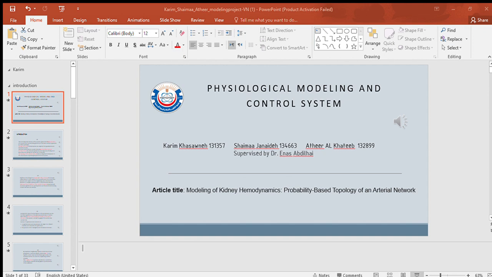Features of the nephron vascular network are: the first one is a significant pressure drop between the origin of the afferent arteriole and its insertion into the glomerulus. The second feature is the presence of the tubular glomerular feedback mechanism.